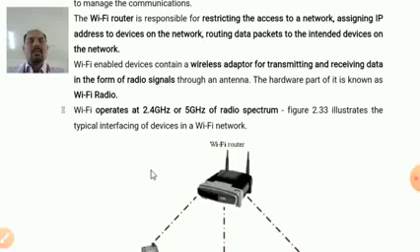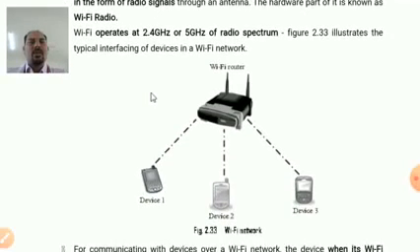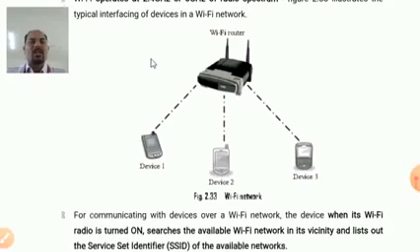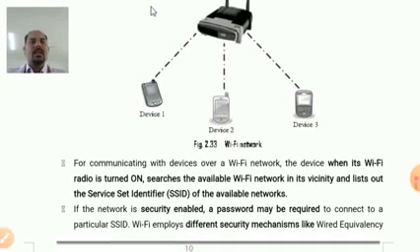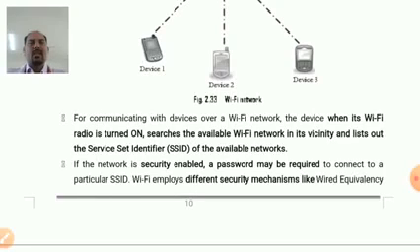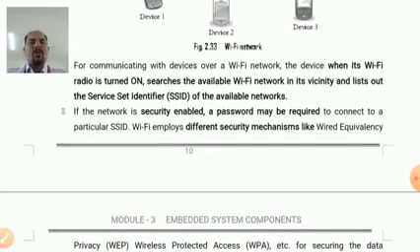This operates at 2.4 GHz or 5 GHz of radio spectrum. The figure shows the Wi-Fi router and devices 1, 2, 3 connected to it. For the Wi-Fi network, when the device's Wi-Fi radio is turned on, it searches for the available Wi-Fi networks in its area and lists out the service set identifiers of the available networks. If the network security is enabled, a password may be required to make the connection.